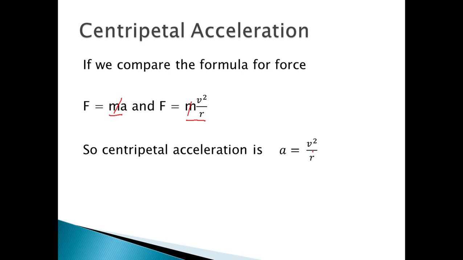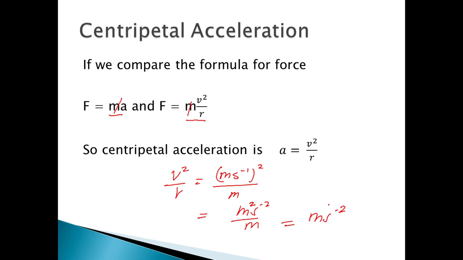And if you want to check the unit, for the formula v squared over r, the unit for v is meter per second. When you square it, and the radius is a length, in meters, you have meter squared per second squared over meter, and then you will get meter per second squared. This proves that if you want to calculate acceleration, you have to use v squared over r.